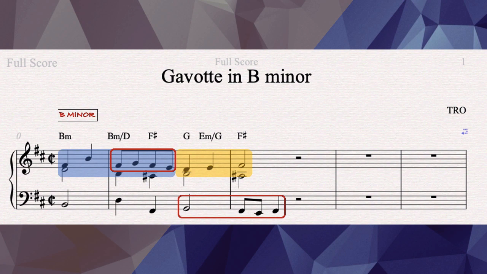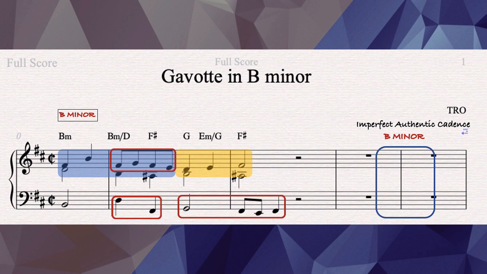Likewise, this initial leap is echoed in inverted augmentation, that is, expanded from a fourth to a sixth and going down instead of up. Now we need to answer this idea. So we're going to take those same motivic elements and build a response that leads in naturally to that imperfect authentic cadence that ends the first phrase. And this is what I ended up with.